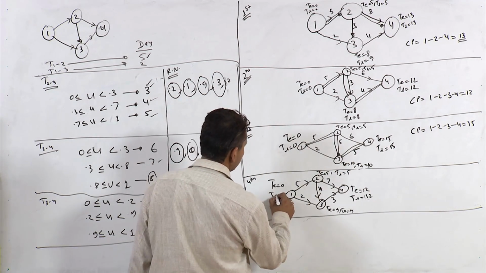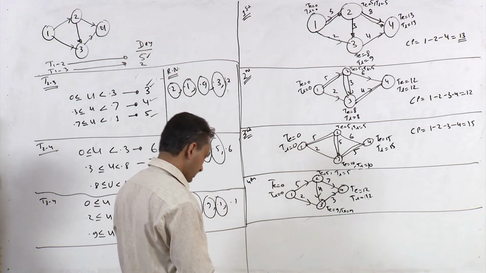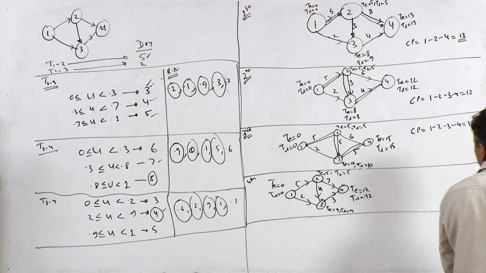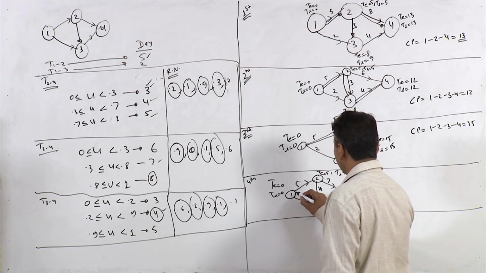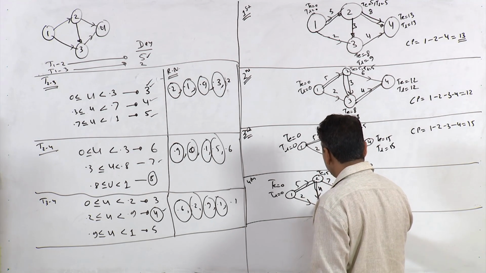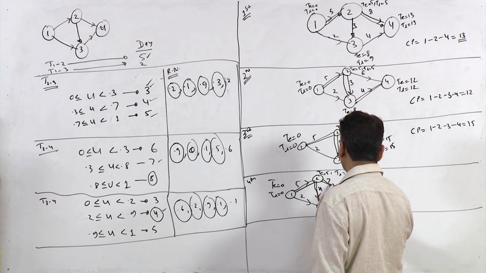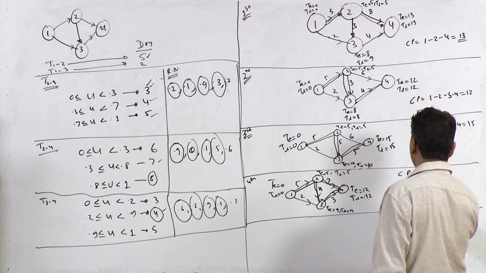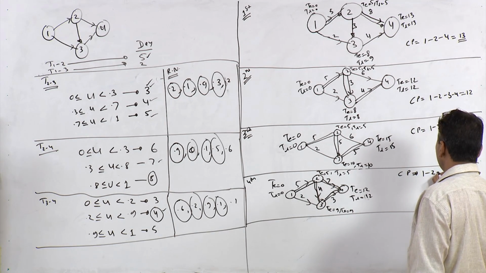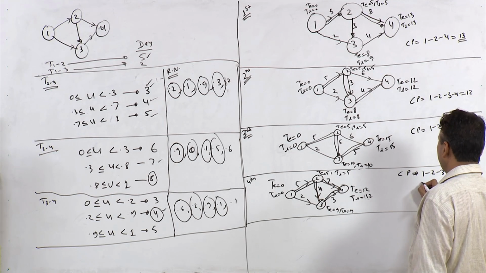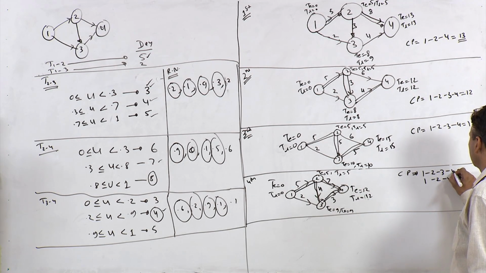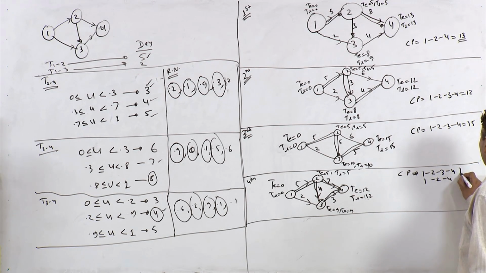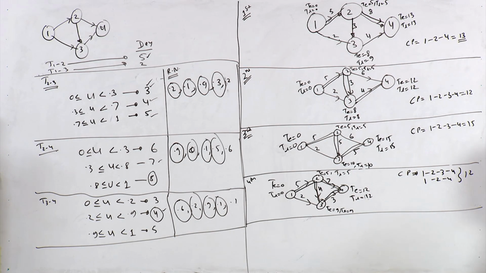Now TL is 0. So now you have got two critical paths, right? You have got 1, 2, 3 and 4, and 1, 2 and 4. So there are two CPs, 1, 2, 3 and 4 and 1, 2 and 4, and the duration for both these paths is the same, right? 12, right? Let's do it for the fifth run also.